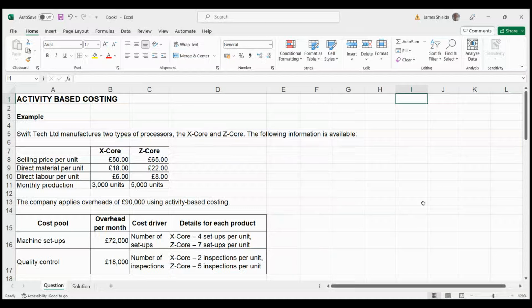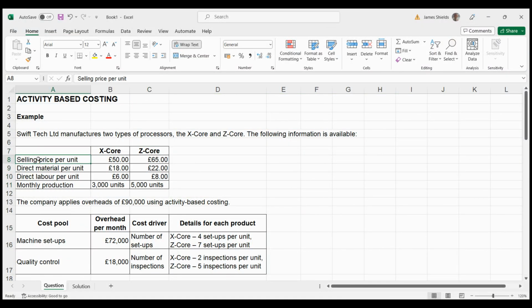Hello, and welcome to this video on activity-based costing. So I'm going to go through an example, which is a typical exam type question. So we've got Swift Tech Limited manufactures two types of processors, the X core and the Z core. The following information is available. So X core column there, and the Z core column there.